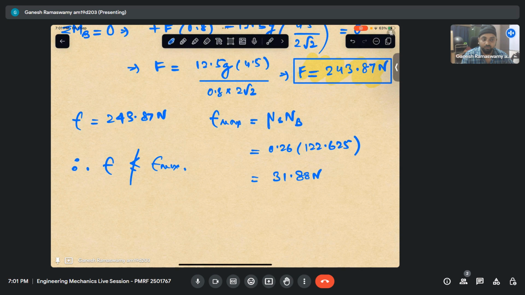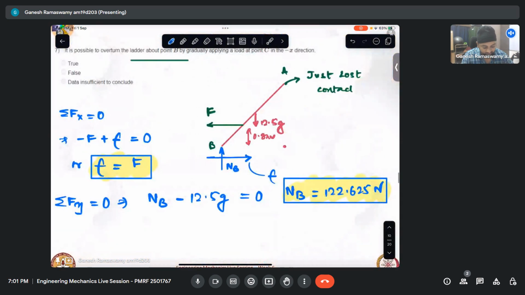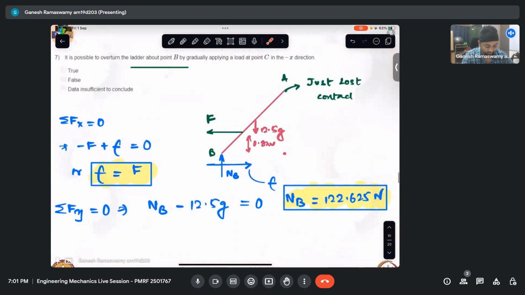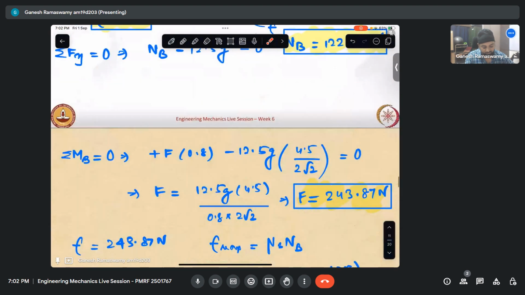As soon as we keep on increasing this force from 0 to 31.88 Newton, this will start sliding here. This will never lose contact. So it is not possible for us to overturn this. So this is false. It is not possible for us to overturn this in this configuration. How will it become possible if we were to take a very rough floor where mu s is too high? In such a case, there could be some configuration where it might be possible. Okay.